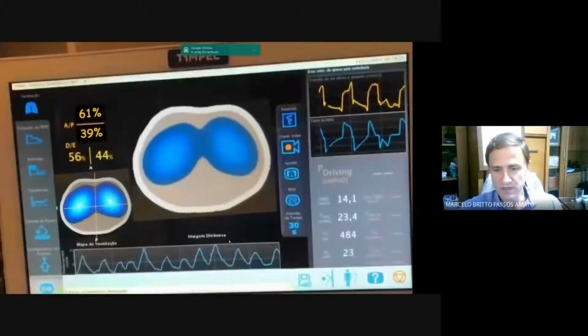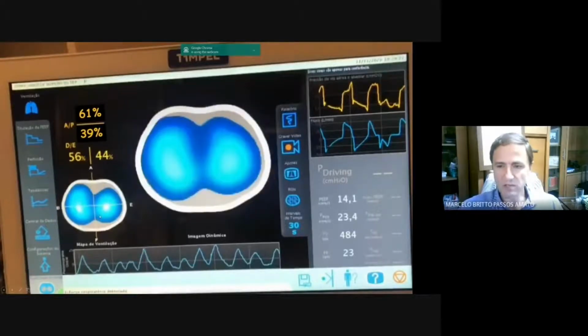So prone position is also a recruiting maneuver, and you have to use it in a smart way. For instance, this patient, despite a recruiting maneuver, had still very little ventilation in the dorsal parts of the lung, you can see here. But then when we turn the patient in prone and then supine again, but using appropriate levels of PEEP, now we have a very nice ventilation. As you can see here, we have a little bit higher ventilation in the dorsal lung.